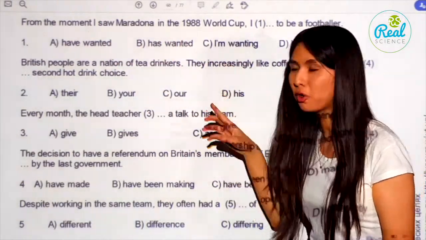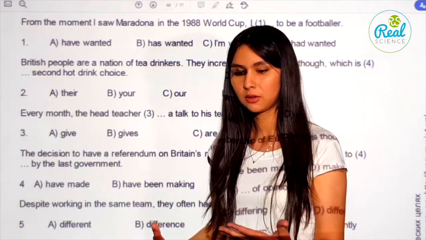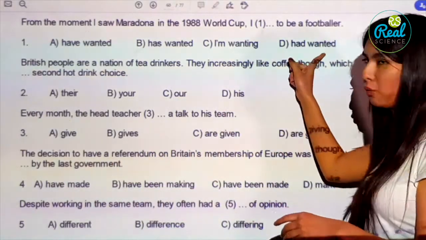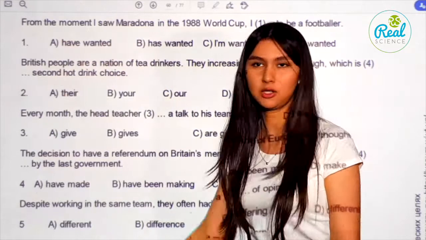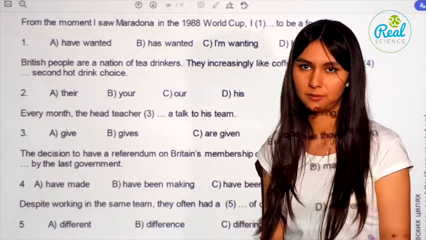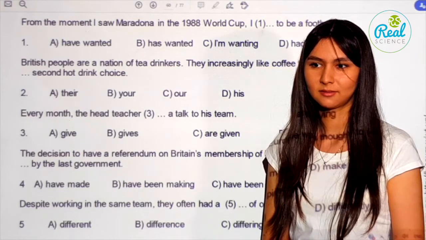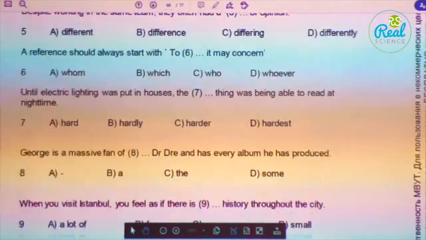Not I'm wanting, because want is actually what kind of verb? Stative. You cannot say I'm wanting, okay? So next one, had wanted. You cannot put had wanted because it is past perfect. The tense here is not the past perfect simple form. Got it? Yes. Okay, nice. So let's continue.